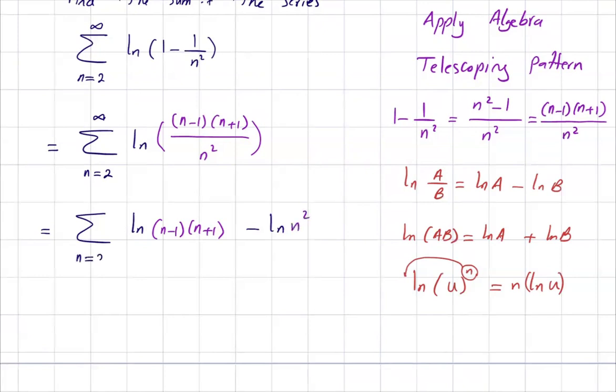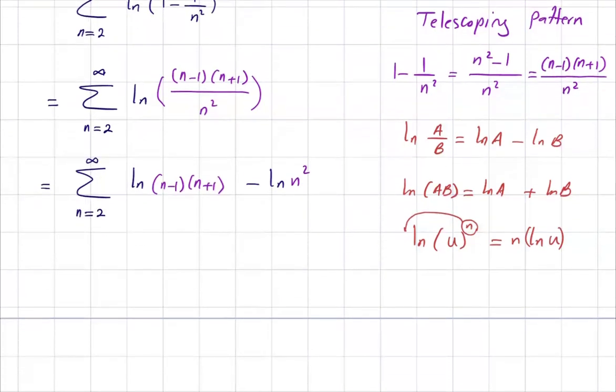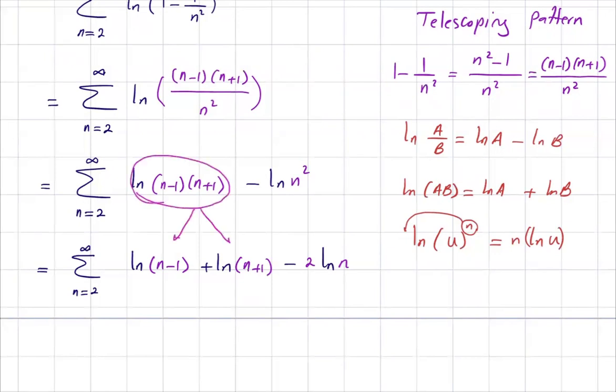Your n starts from 2, goes to infinity, which in turn can be written as the summation of ln of n minus 1 plus ln of n plus 1 minus 2 times ln of n, n starts from 2, goes to infinity. So this is what we did. We took the multiplication and wrote it as the summation. And here I took the exponent and wrote it in front of the ln.